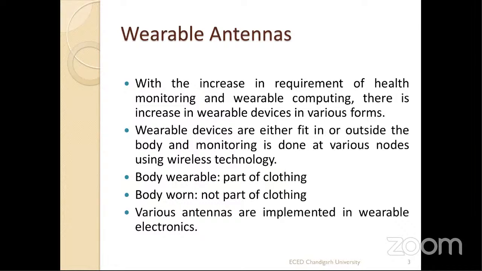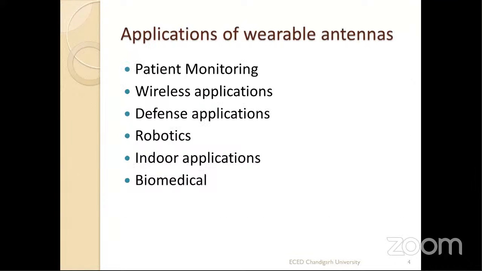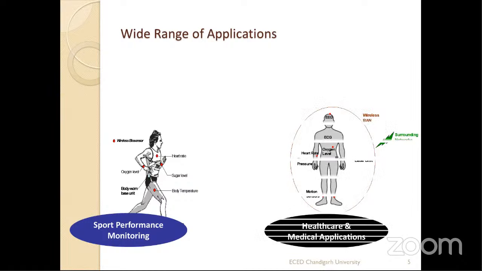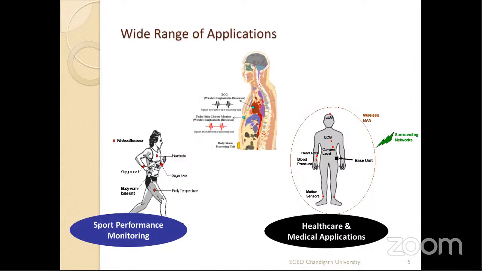Various antennas are implemented inside the body also. There are vast applications of wearable antennas. Applications include patient monitoring, wireless applications, defense applications, robotics, indoor applications, and biomedicals. So how are we monitoring this through wireless wearable antennas and wearable devices? For sport performance monitoring, such as heart rate, sugar level, and body temperature, if devices are attached on the body, they can detect that performance and forward that data to other communications, healthcare and medical applications.